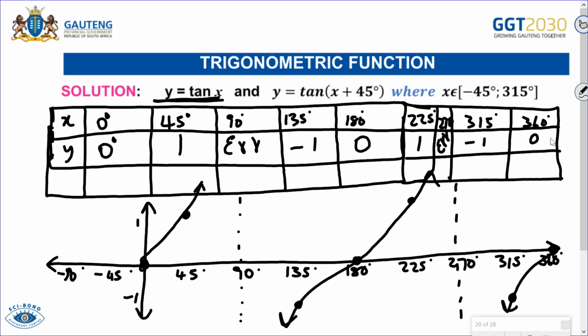Now your graph has been shifted to the left by how many units? By 45 units. All right, so what are we going to do here? We'll subtract 45 degrees from each of the angles, ne?